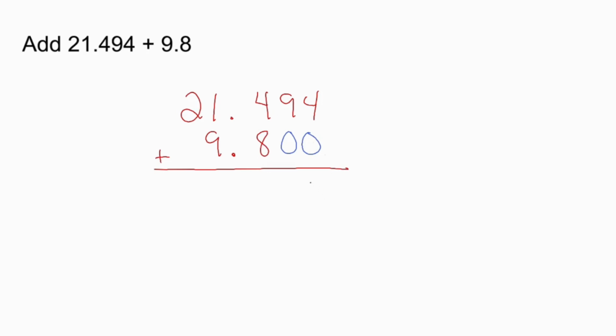4 plus 0 is 4. 9 plus 0 is 9. 4 plus 8 is 12. Write out your 2, carry the 1. Drop down your decimal. 1 plus 1 is 2. 2 plus 9 is 11. Write out your 1, carry the 1. 1 plus 2 is 3. And you end up with 31 and 294 thousandths.